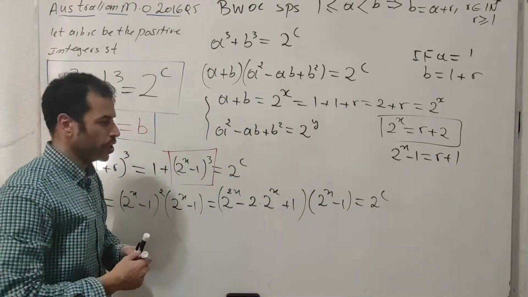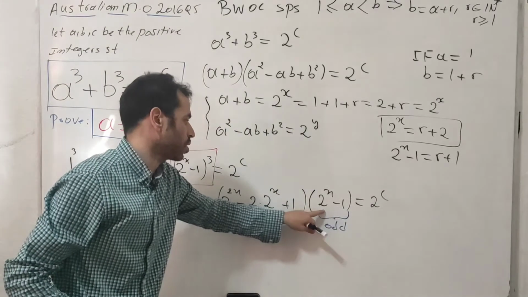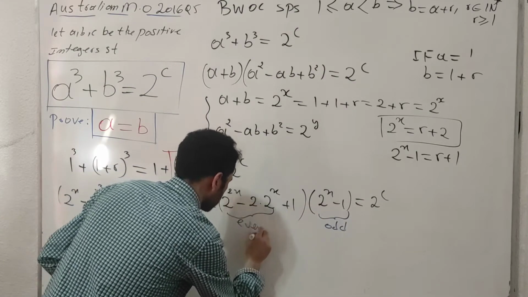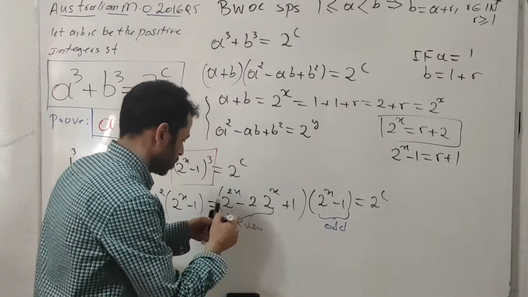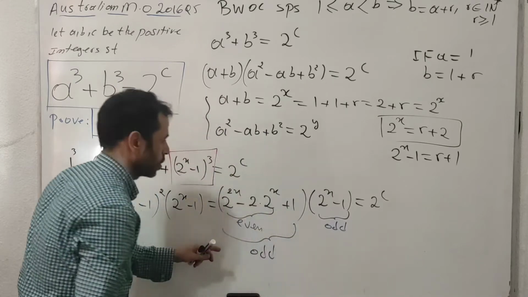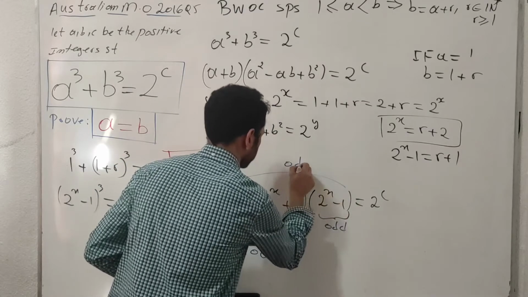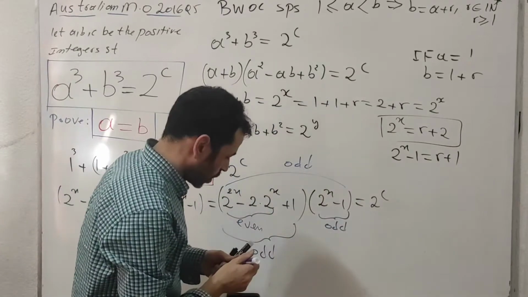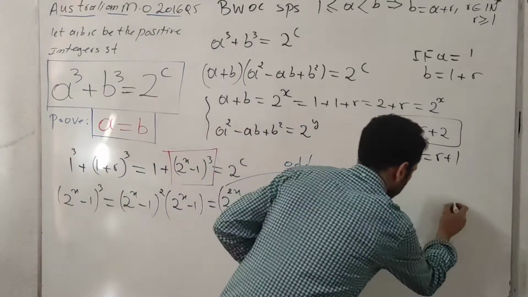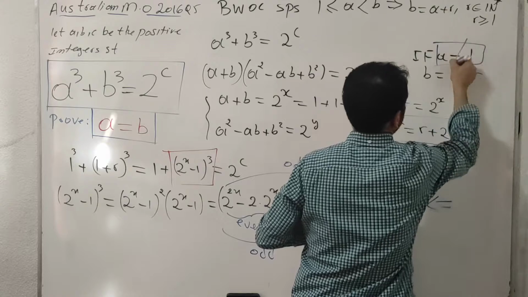If you check carefully here, this is odd, because this one is even, this one is odd, and this is odd; even minus even gives even, plus odd. So this term is odd, multiplied by odd gives odd, which means the whole term is odd. So the left-hand side of this equation is odd, but the right-hand side is even, which is a contradiction. That means the possibility a equals 1 doesn't work.